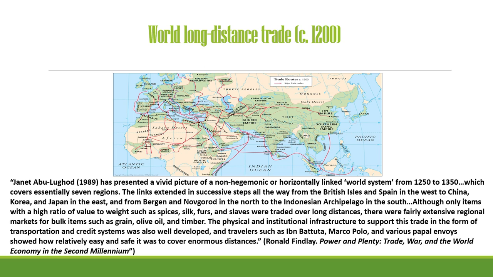there were fairly extensive regional markets for bulk items such as grain, olive oil, and timber. The physical and institutional infrastructure to support this trade in the form of transportation and credit systems was also well developed, and travelers such as Ibn Battuta, more on him later, Marco Polo, more also on Polo, and various papal envoys showed how relatively easy and safe it was to cover enormous distances.